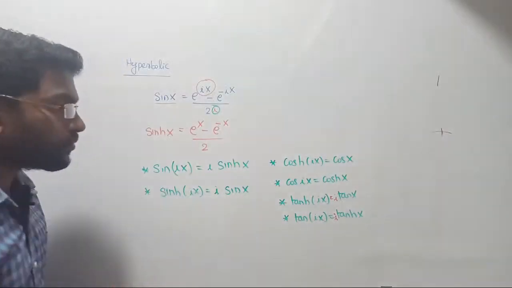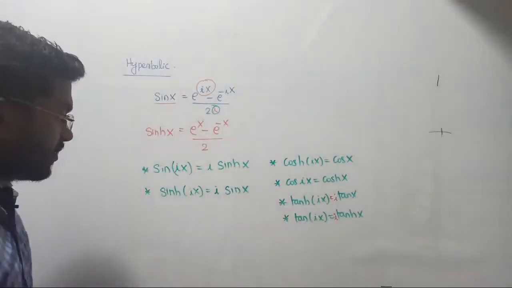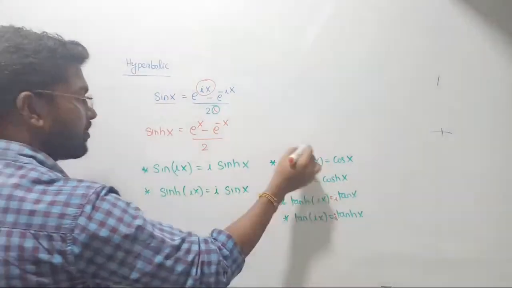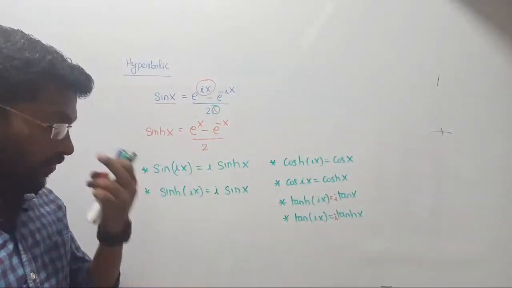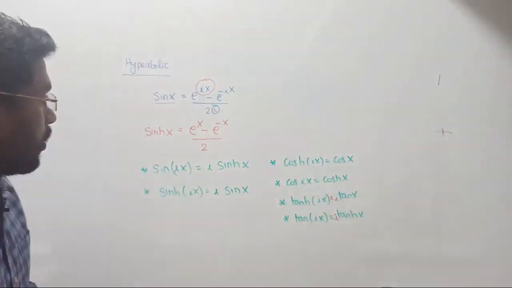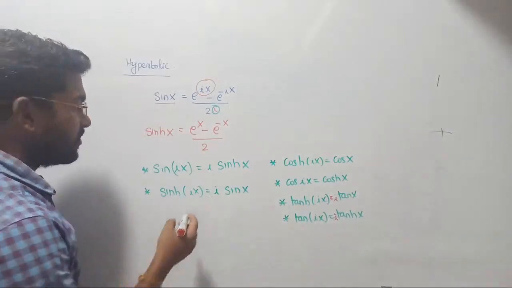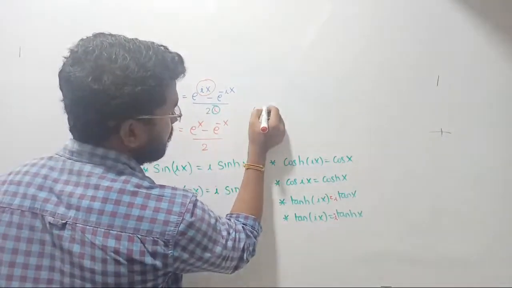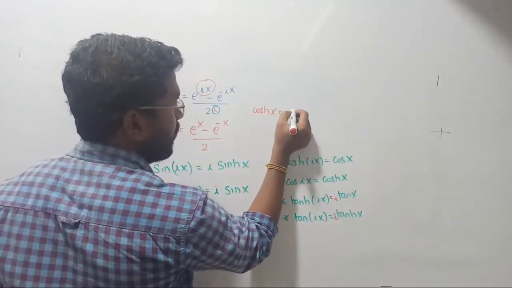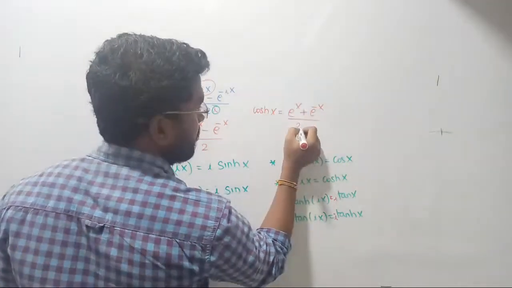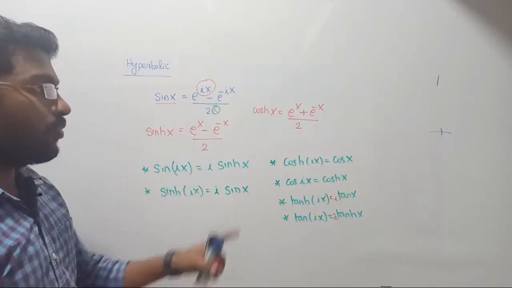That's all. This is how we are writing the relation between circular functions and hyperbolic functions. Just do remember these relations, that is very important. Okay, fine, let's continue. And one more thing: if sine hyperbolic function of x can be written like this, what about the cos hyperbolic function? Same way, cos hyperbolic function of x can be written as e power x plus e power minus x upon 2. That's all.